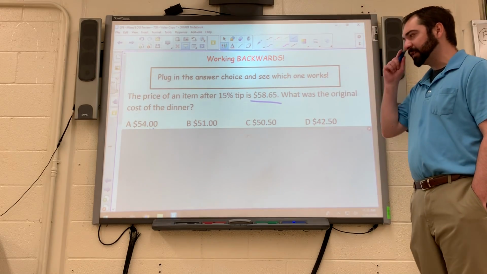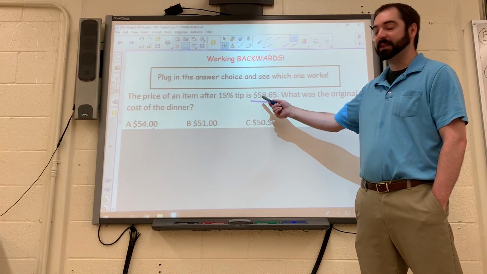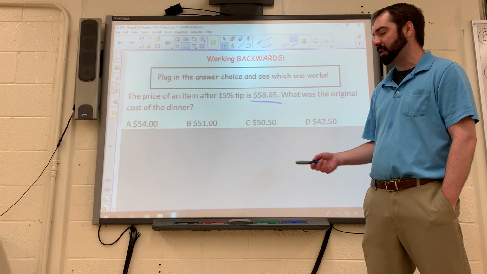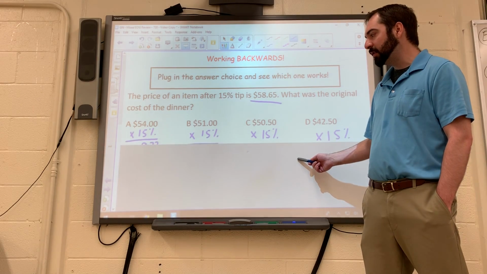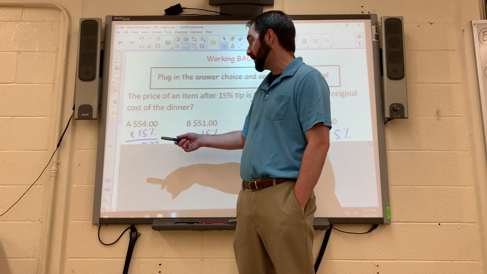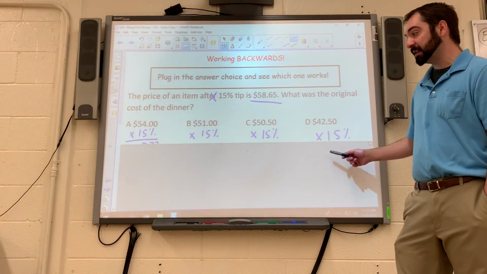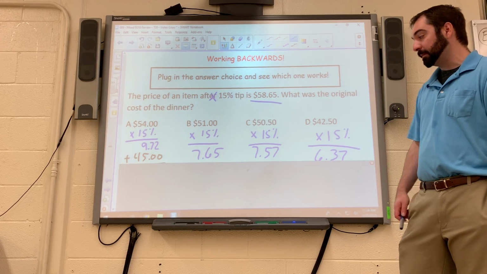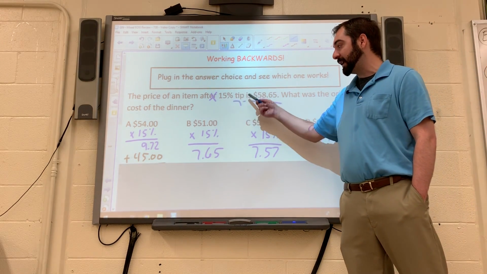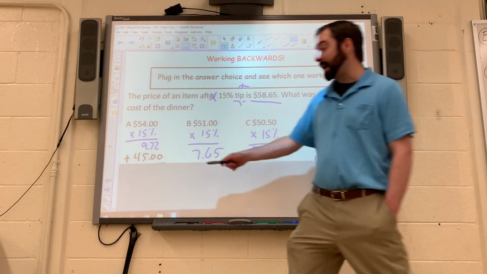So I can think to myself, is there anything that would be eliminated? I know that the price has to start less than 58. They're all less than 58. So I'm going to have to use some kind of guess and check strategy. I know that these all represent what we think would be the original cost, and we know that we multiply that times 15%. So the first step would be to go through each problem and multiply the percent. But that's just going to give me how much that additional thing was, or the tip in this problem. So I'd have to add it back to the original.